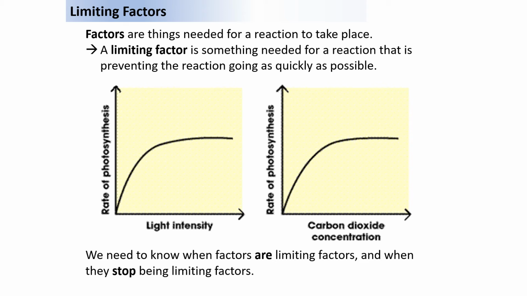Therefore, we need to know when factors are limiting factors and when they stop being limiting factors. Here, until the maximum point, as the curve increases, light intensity is the limiting factor. When the curve starts to flatten, the rate of photosynthesis is not increasing or decreasing. Therefore, we can say light intensity is not a limiting factor. Even if you increase that, the rate of photosynthesis will not be affected.